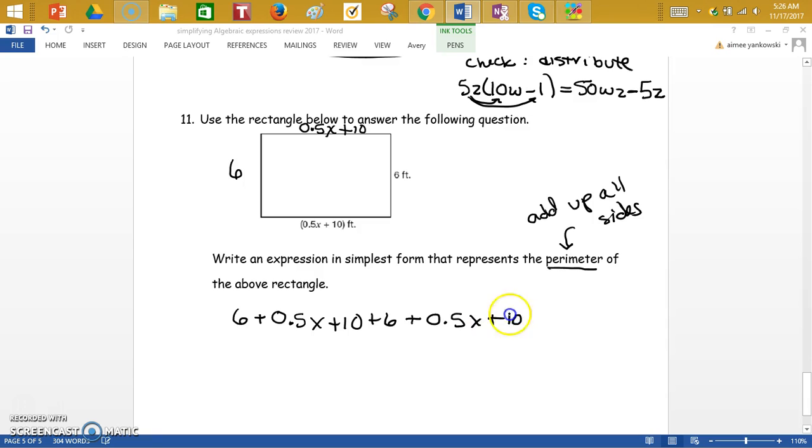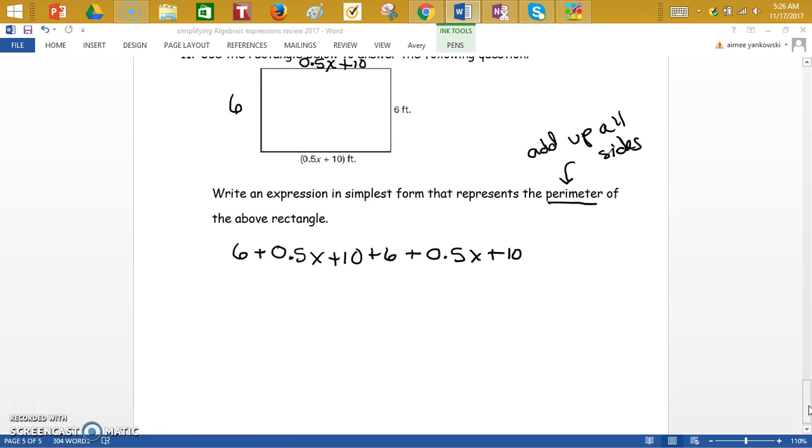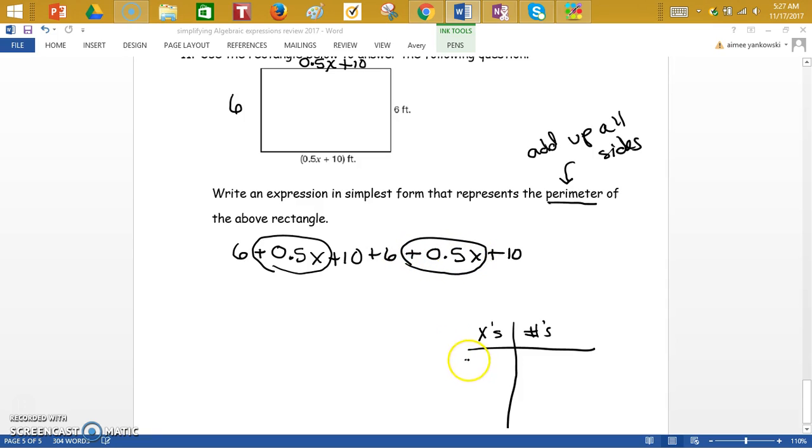And now you could always do your X's and O's chart to combine. So I'll do that because I think a lot of times that's how both Miss Pearson and Miss Sherman have students organize their work for this. X's and O's. So for our X's, it appears as though I have 0.5x plus 0.5x. And what's 0.5 plus 0.5? What's 1/2 plus 1/2? Oh, that's 1x.